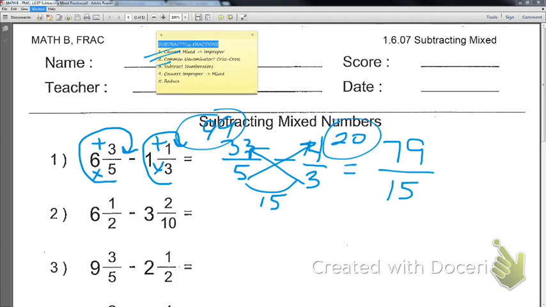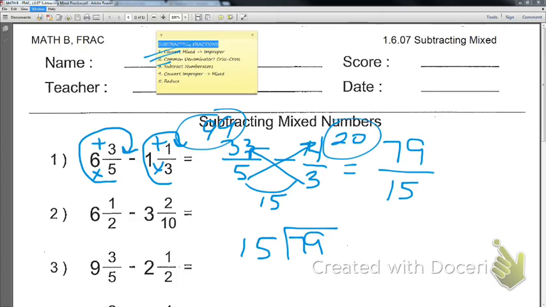79 over 15. Is that improper? It is, because it is top heavy. The top number is bigger than the bottom number. So if it's top heavy, you have to put the top in the box, remember? So 79 divided by 15. Now we might have to do a little bit of estimating here. How many times can 15 go into 79?